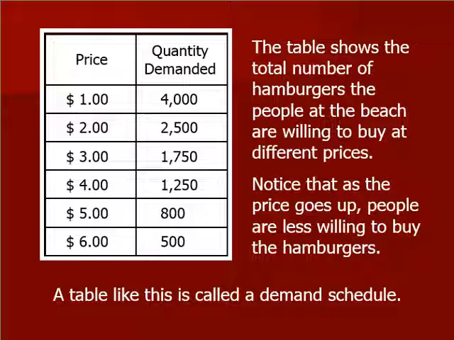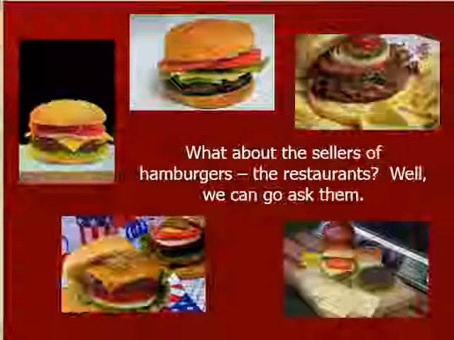Same thing with gas prices. When they go up, people start conserving. Right now, gas prices are going down, which means that people are starting to buy more gas. So a table like this is called a demand schedule. And from this demand schedule, what we can do is put that into a graph.